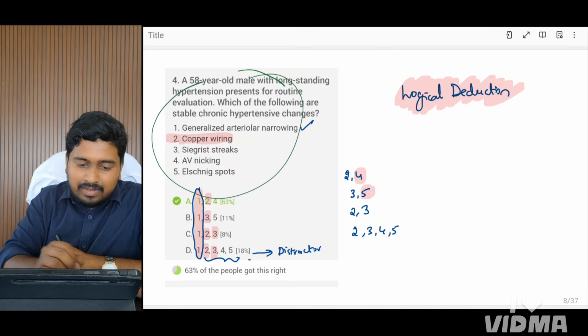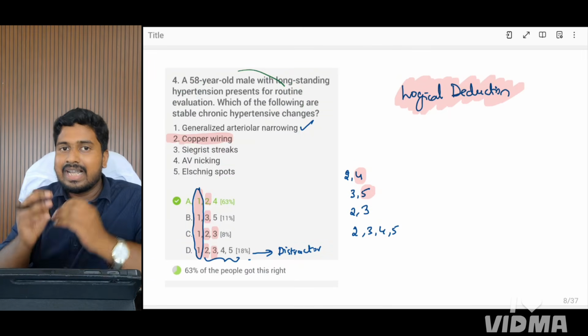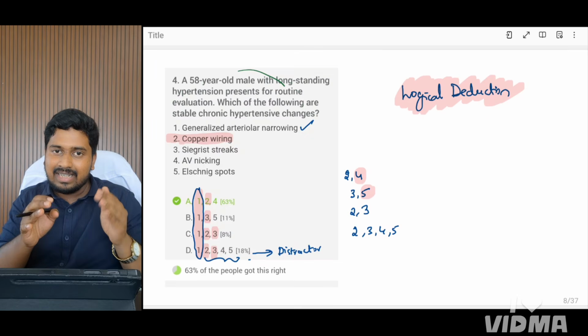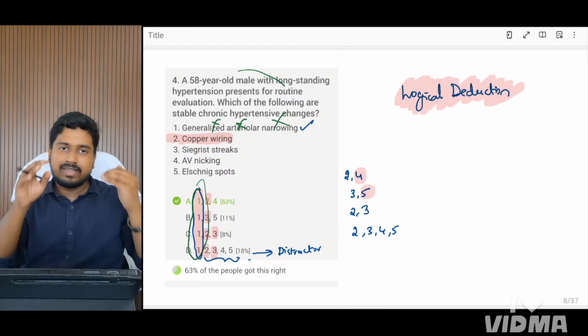So out of this, which is the most common answer? They are basically asking which are the chronic hypertensive changes. Okay. So one thing I can tell you using anchoring deduction, the anchoring heuristic, is that option 1 is related to everything. So option 1 doesn't make any sense. It is generally there only.